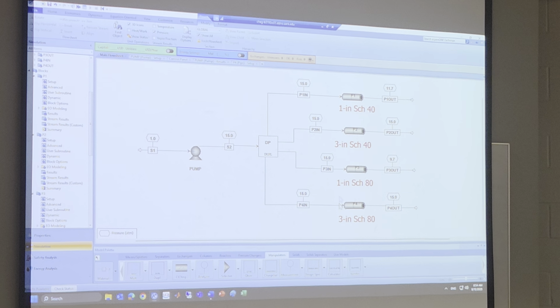So if you look at here, if we use 1 inch schedule 40, we got about 3.3 ATM pressure drop. If we use 1 inch schedule 80, we got about 5.3 ATM pressure drop.